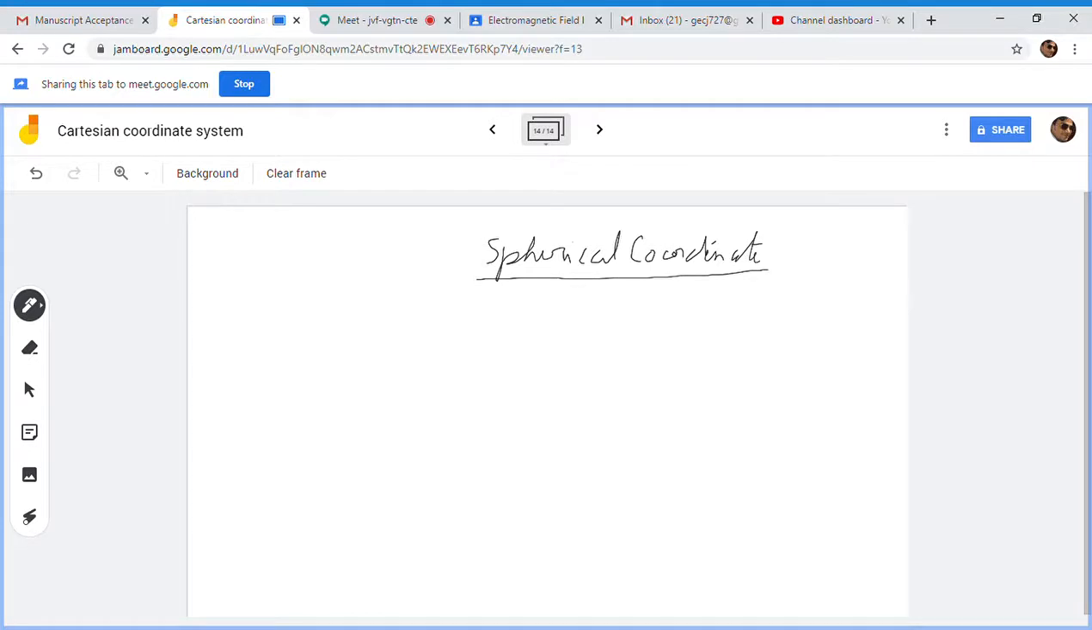So this is spherical coordinate. In spherical coordinate, what you have is r, you have phi, and you have theta. Just see how it goes.